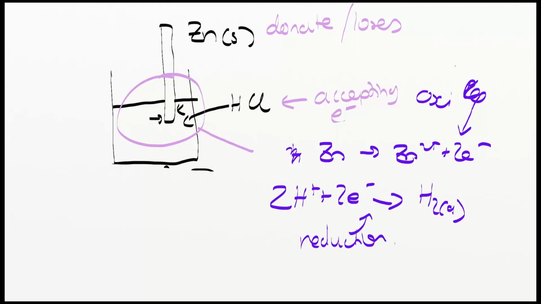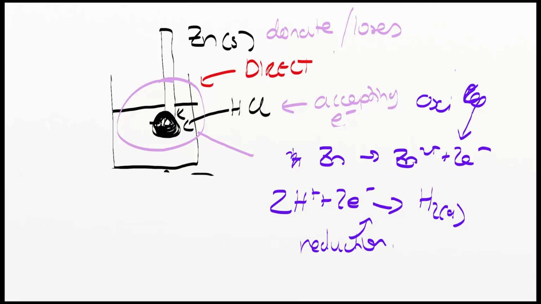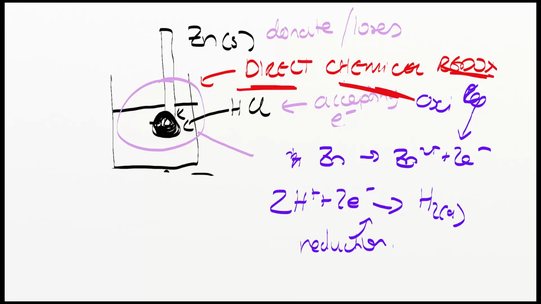Okay, so what's the deal here? We see that oxidation and reduction here are occurring at the same place. So we'll call this notion of what's occurring here a direct chemical redox, right? Why? Because we get reduction and oxidation occurring directly between the chemicals. So this is what's occurring here.